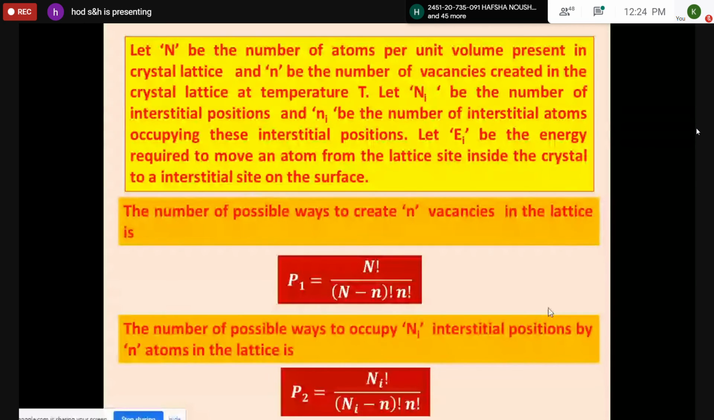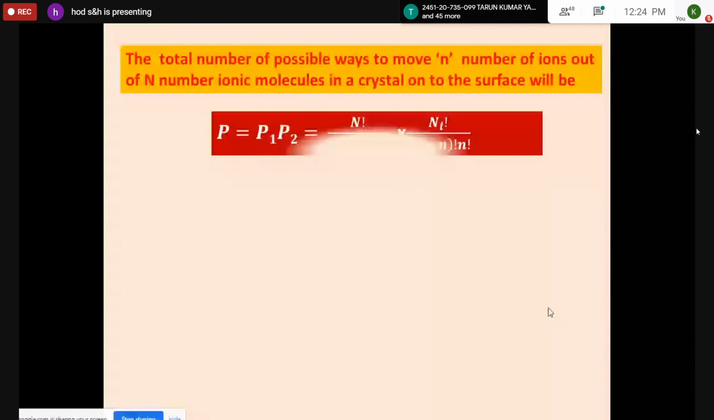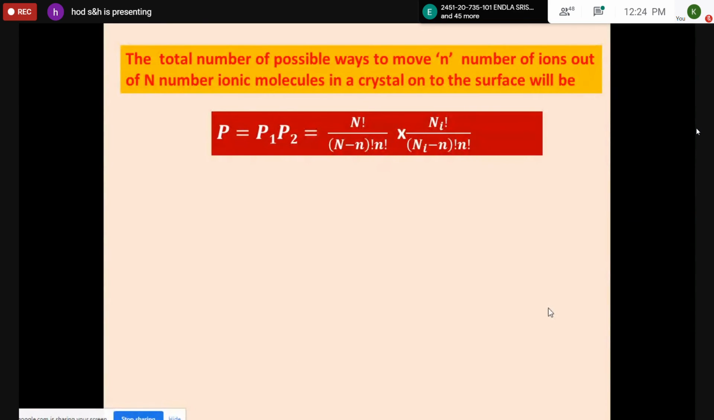So the total number of ways n vacancies can be created and Ni interstitial positions can be occupied is represented by P equal to P1 into P2. Combining these two, that is nothing but N factorial by N minus n factorial into n factorial, into Ni factorial by Ni minus n factorial into n factorial.